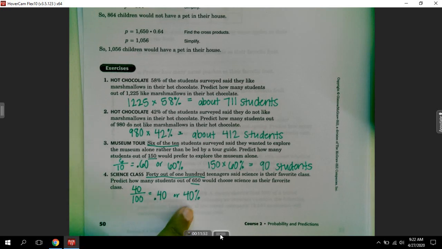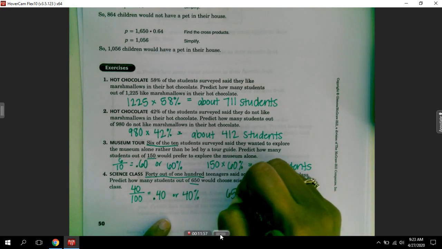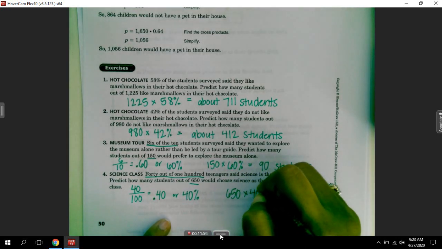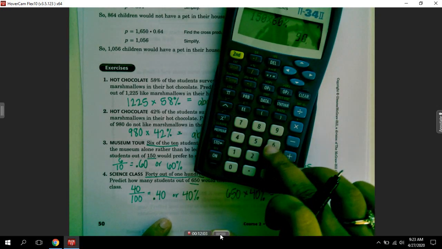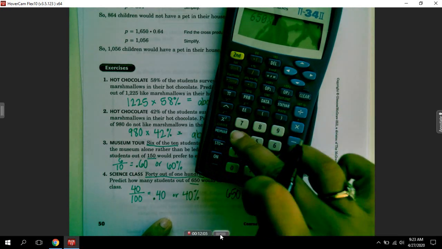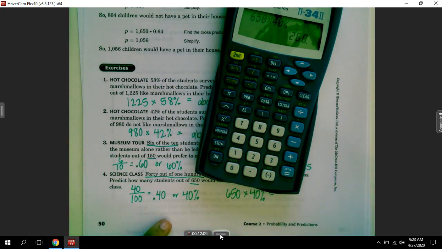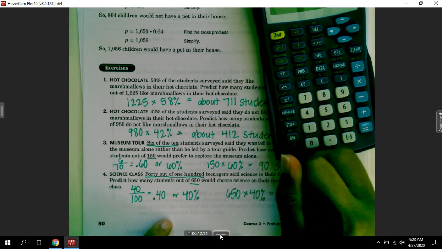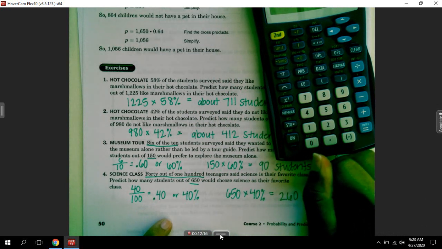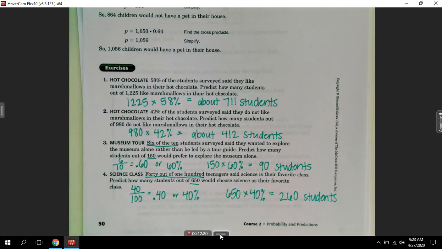So now we know our percent and we know our total number of people, so we are just multiplying. 650 times 40% gives me 260. So it gives me a whole number again. So 260 students would prefer science as their favorite class.